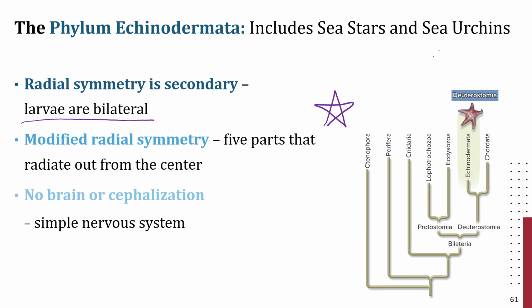They have no brain. They have no cephalization, which is different than everybody else that we've talked about in the bilaterians so far, the Lophotrochozoa and the Ecdysozoa. They all have what we would consider a head end. So these guys appear to have lost that as well. They have a very simple nervous system. They still have the tissues, they just don't have some of the structures that the other ones do in this group.